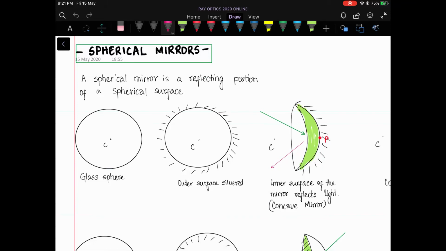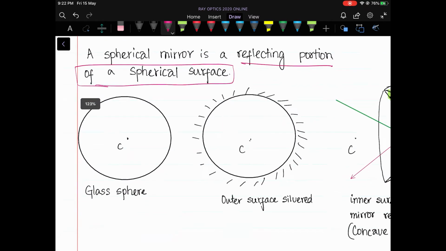In this video we are going to talk about spherical mirrors. The previous video was about plane mirrors. A simple definition of a spherical mirror is that it is nothing but a reflecting portion of a spherical surface. Now, to tell you exactly what I mean by this, let's have this example.